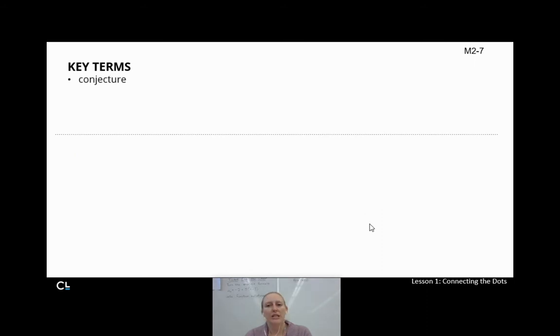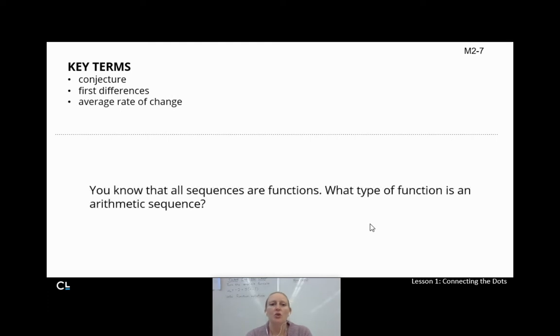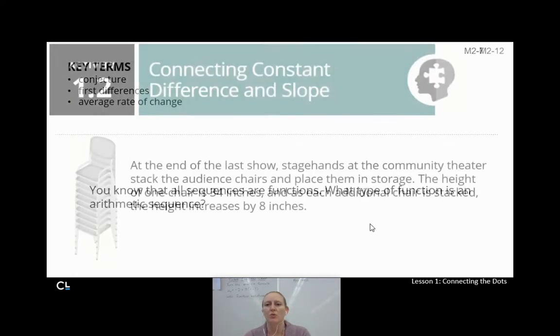So we've already talked about conjecture. That's already come up, but our other key terms, I believe we're going to be looking at first differences today. That's one that's going to show up today. And next time we'll be looking at average rate of change. So we know that all sequences are functions. We know that our arithmetic functions give us linear sequences. So let's go to activity 1.2.